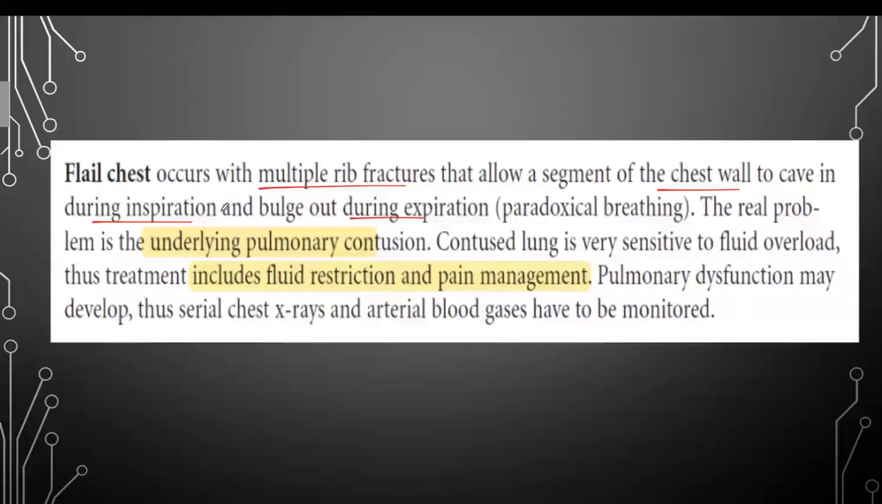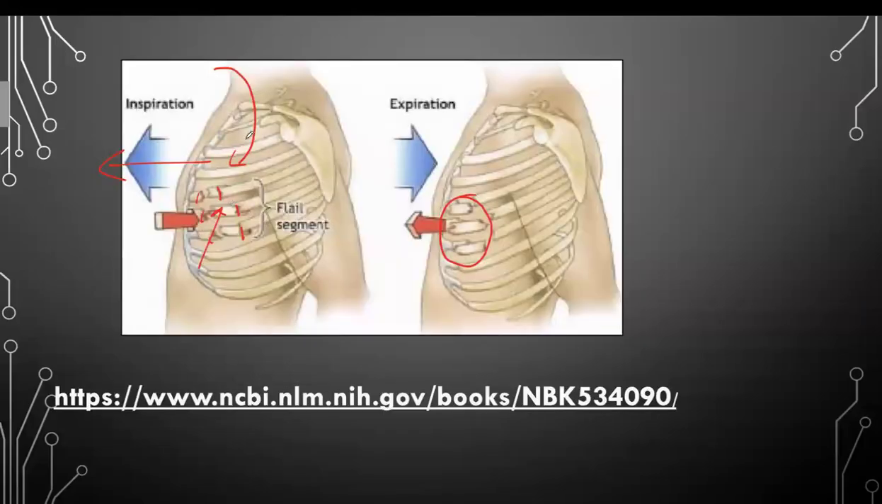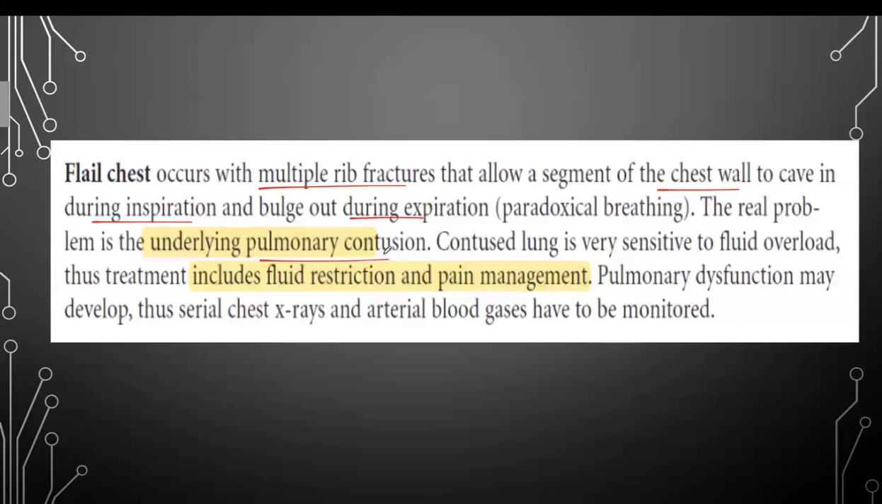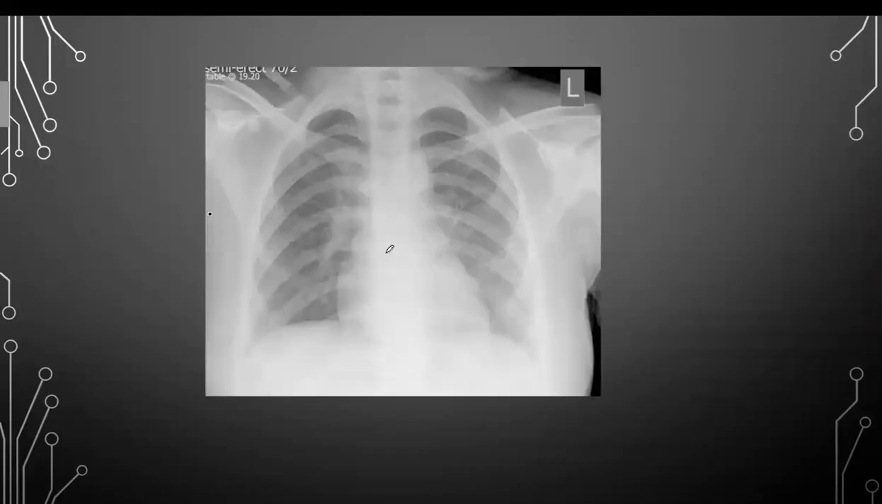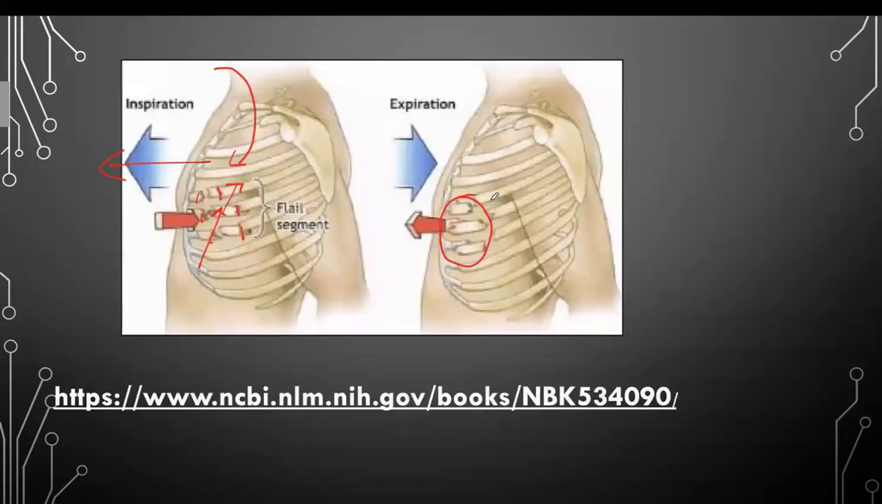And because when the patient is taking the breath in, and this flail segment is compressing the lungs, it can cause lung contusion. And if a patient develops lung contusion, if we do a chest X-ray, we will see a kind of haziness or ground glass opacity throughout the lungs. So if the lung shadow looks hazy or blurry like this, that means the patient has developed a pulmonary contusion. So that's one of the complications this patient can develop.